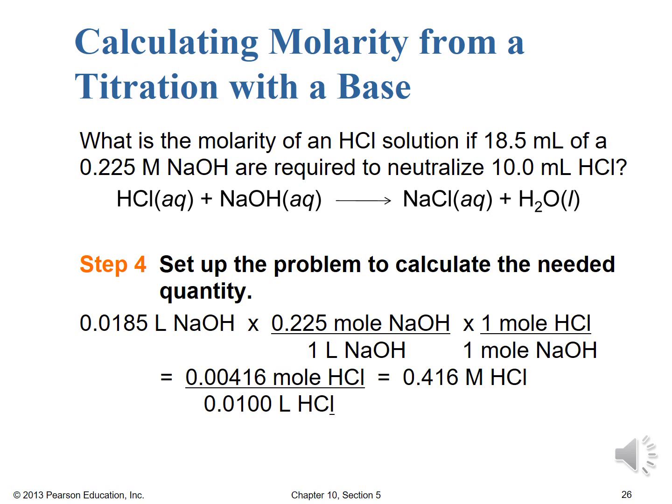We can also check our work here because we can tell that it took almost twice as much of the NaOH to neutralize the 10 milliliters of HCl. It took 18.5 milliliters of NaOH, so that means the HCl probably should be almost double the concentration of the NaOH, and we see that here. We had 0.225 molar NaOH and 0.416 molar HCl. So that's a logical check just to make sure that you had your setup correct. But hopefully you did, and we worked through this together, so now you're ready to try one on your own.